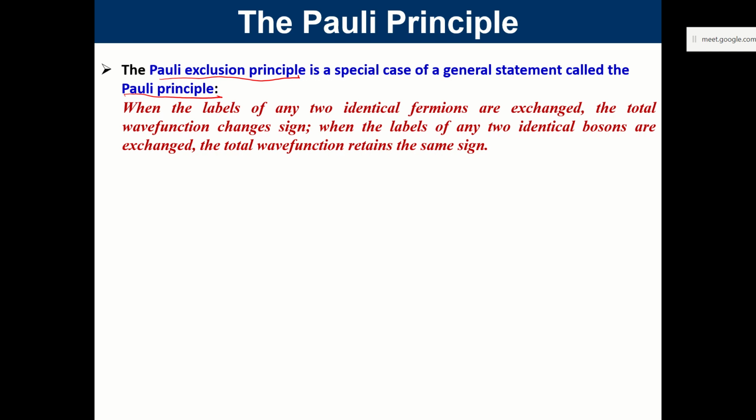If you understand each of the terms, you can easily decode it. So the total exchange of wave functions: whenever you exchange the labels of any two identical fermions, the total wave function must change sign. An electron is also a fermion, and this is what we have been applying.